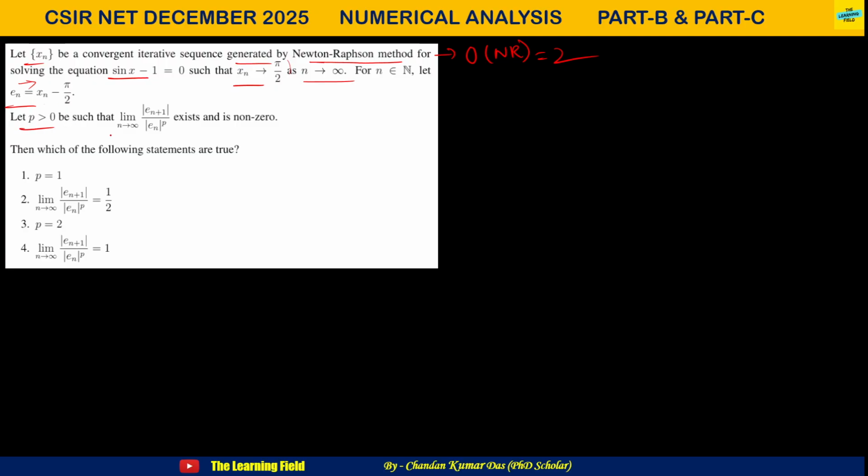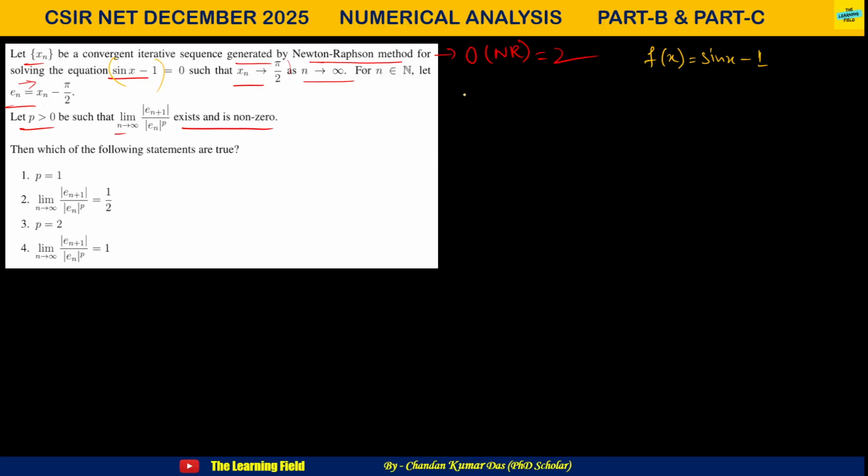Let p greater than 0 be such that the limit as n tends to infinity of mod of en plus 1 by en to the power p exists and is non-zero. Then which of the following statements are true? First, what is the function that is given in the question? The function is f of x equal to sin x minus 1. That means this is given: f of x equal to sin x minus 1.